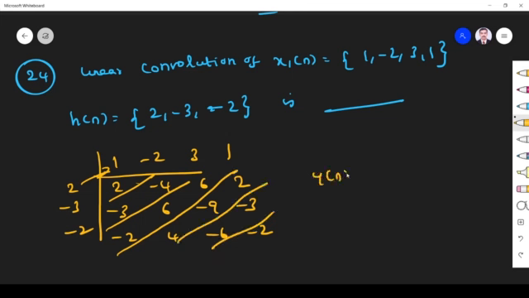So y of n is equal to this summation: 2, this is minus 7. If you sum, this is 12 minus 2, 10. This is 4 plus 6 minus 3 minus 3. This is minus 6 minus 3, minus 9. This is minus 2. That is the answer.